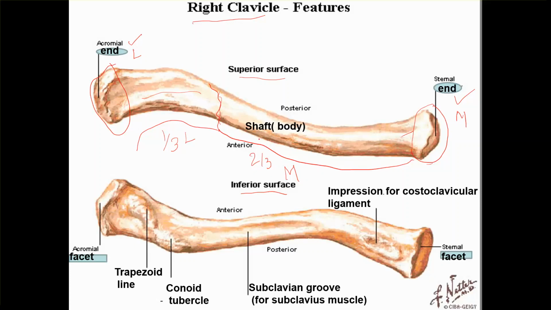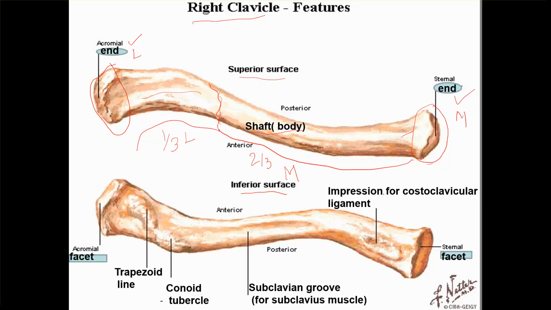The clavicle also has the body, which is also called a shaft. It is the only long bone which lies horizontally in the body. It has few other features. It has membranous ossification, and it can be pierced by nerves, namely the supraclavicular nerve.